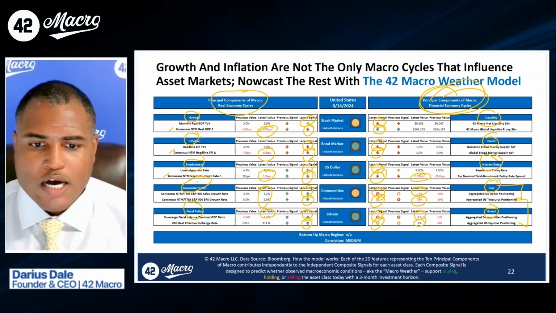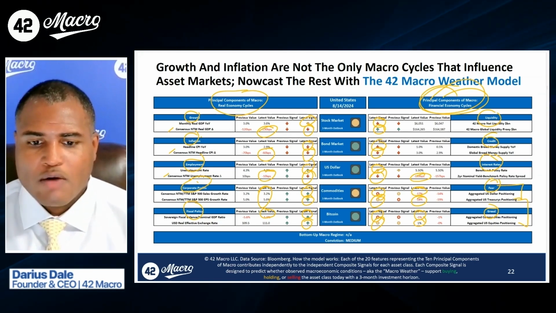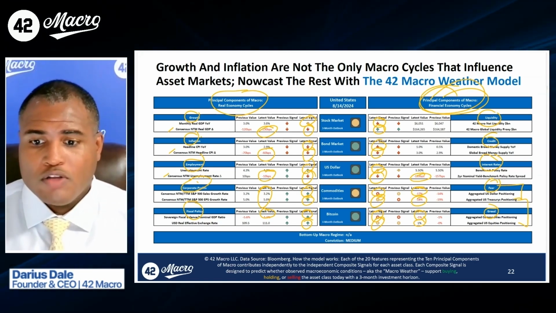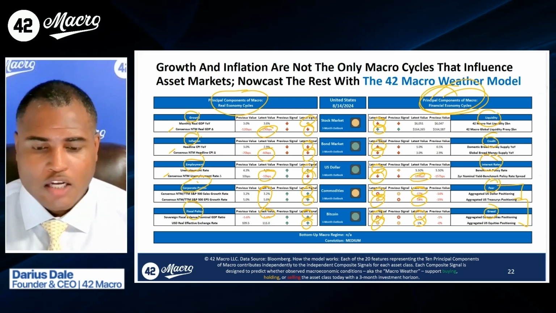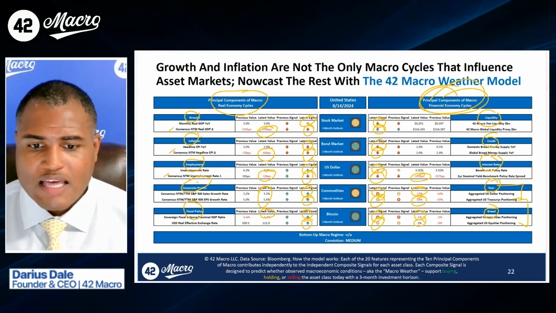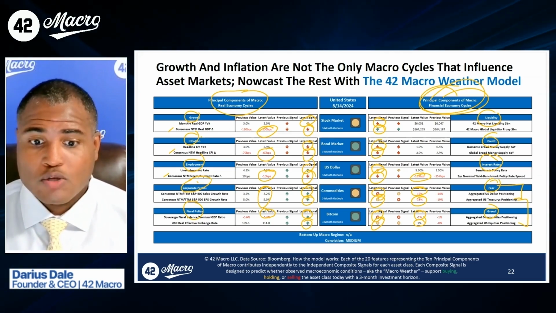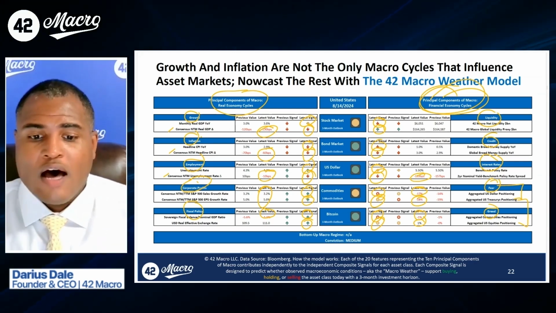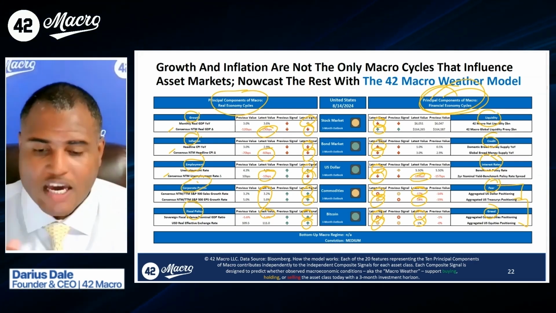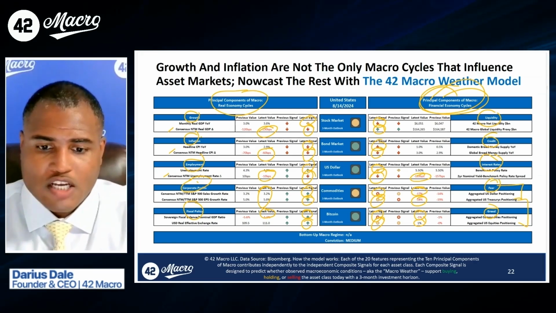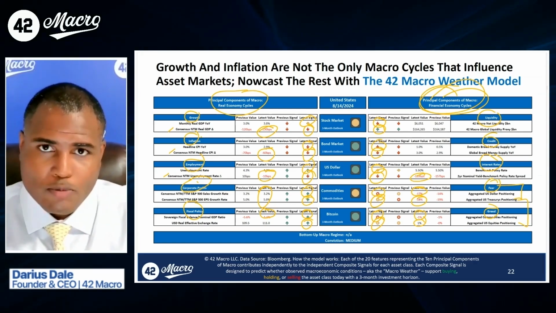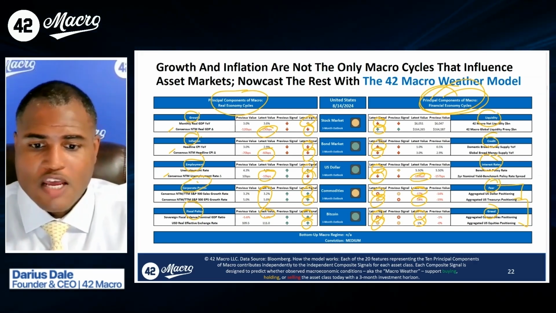And so, as I mentioned, there are 2 ways in which investors are using our macro weather model. One is to keep tabs on the trends and inflections across all these key macro cycles that matter most to investing in asset markets. The second thing it does is help investors actually predict with math how each of those cycles, and really the constellation of the current trends in each of those cycles, are likely to contribute to asset market performance on a medium-term time horizon.